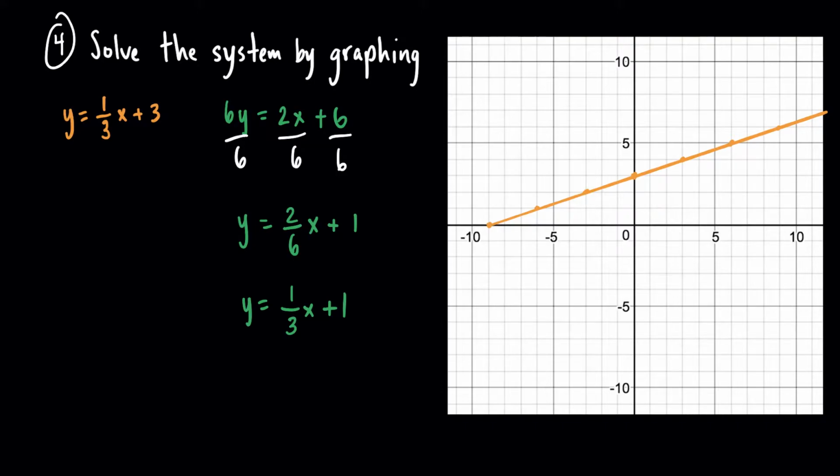So let's do that. We'll go to plus 1, and then we'll go up 1, right 3, up 1, right 3, and then down 1, left 3, down 1, left 3. And we'll draw the line.